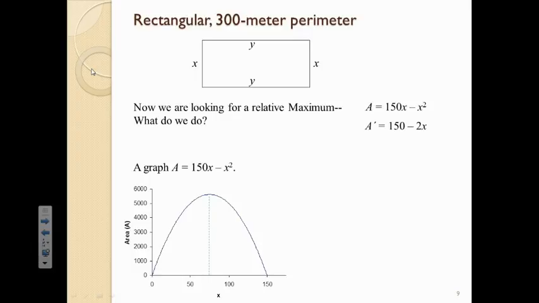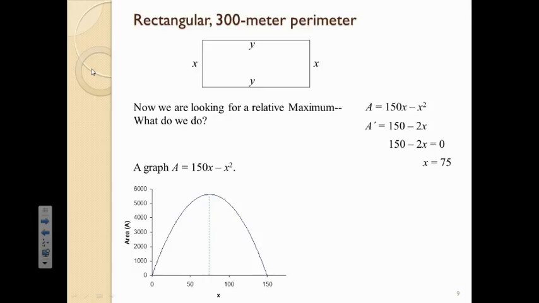So now the first derivative is 150 minus 2x. We set it equal to 0, and then we solve for x, and we get x is equal to 75. Of course, we move the 2x over to where the 0 is, on the other side, and divide by 2.